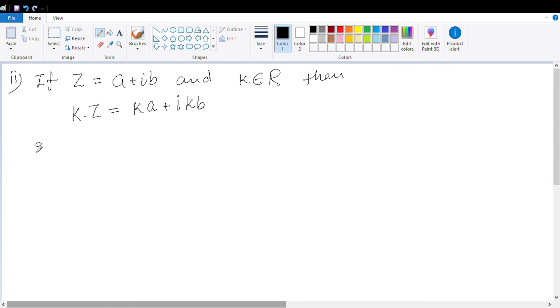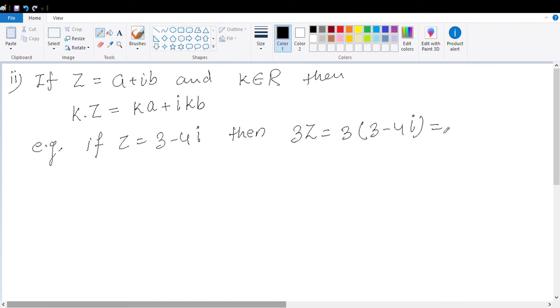For example, suppose the complex number is 3 minus 4i, and we want to define, say for example, 3z. It will be 3 times 3 minus 4i, which is equal to 3 times 3 means 9, and 4 times 3 is 12i. So 9 minus 12i will be the scalar multiplication. This is called scalar multiplication because that constant k or any real number is called a scalar in mathematics.